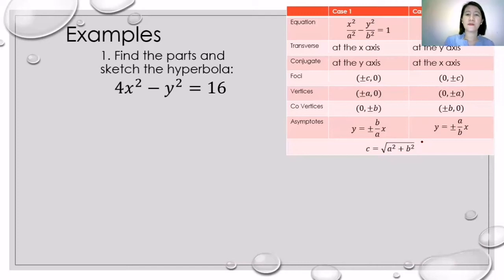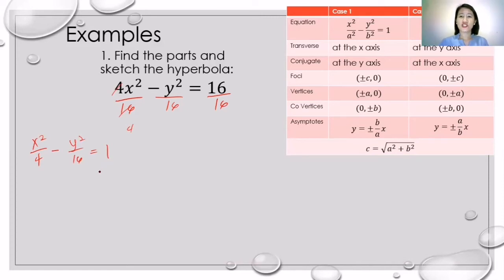So, let us have the first example. It says, find the parts and sketch the hyperbola. So, you have 4x squared minus y squared equals 16. Katulad lang po ni ellipse, di ba, ang goal natin, dapat mag-1 po yung right side. So, we just have to divide the whole equation by 16 to make this one. So, we simplify. This will become 4. So, you're going to have x squared over 4 minus y squared over 16 equals 1.